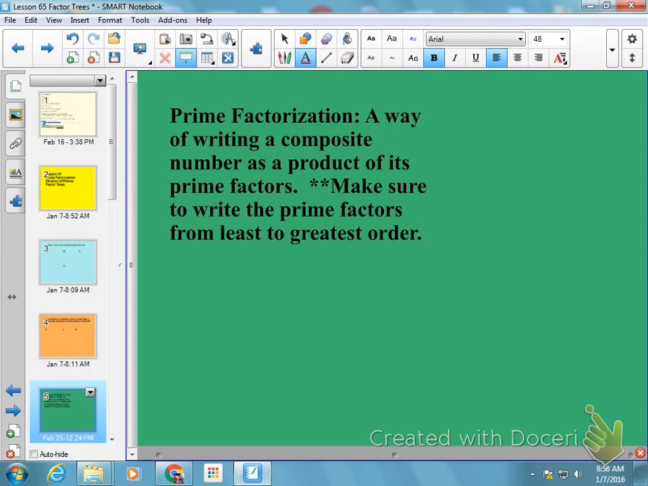Now we're going to go ahead and pause the video, write this down. Prime factorization is a way of writing a composite number as a product of its prime factors. And make sure to write the prime factors from least to greatest. That way it's easier for you to read and easier for you to find what you need to find in a little bit. So pause the video, write that down for me.